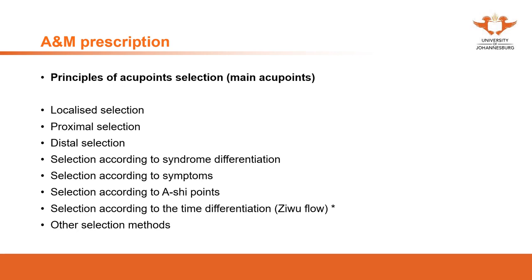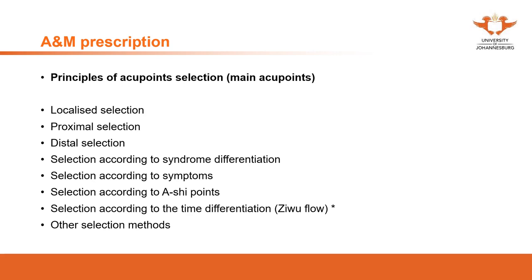So in a prescription, we will use a group of acupoints. But we have studied so many points. How do we select the points? Which acupoints are better for which situation? How to combine them? Which principles do we need to follow? That's something we need to discuss in this video. There are many different principles of the selections.